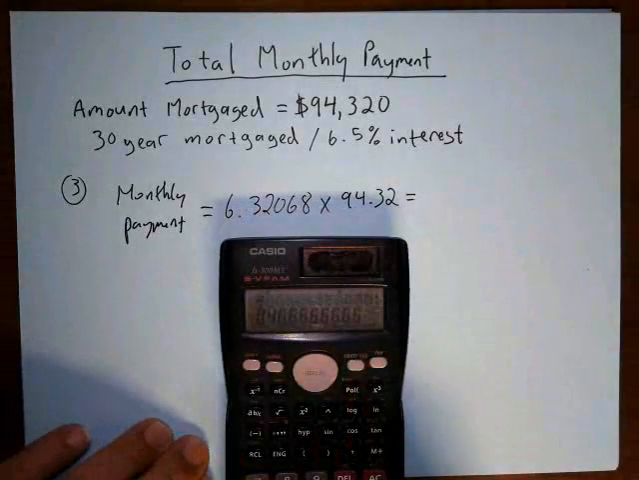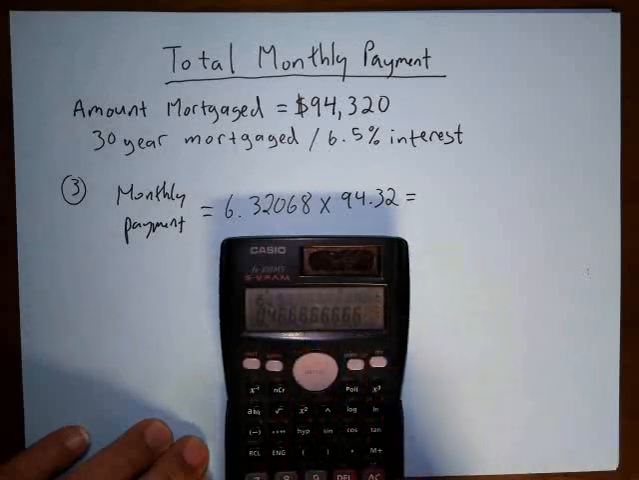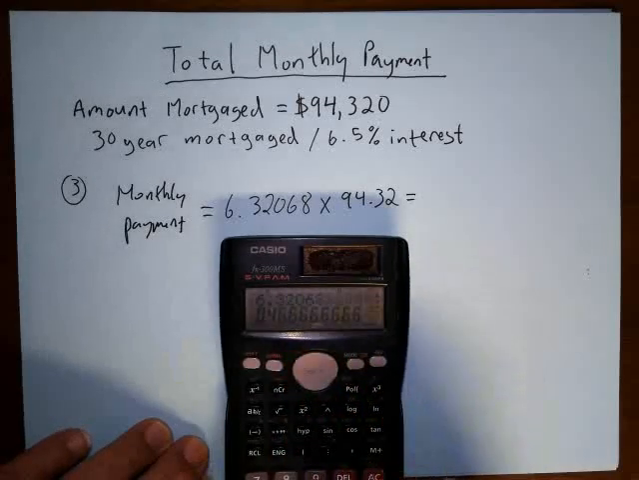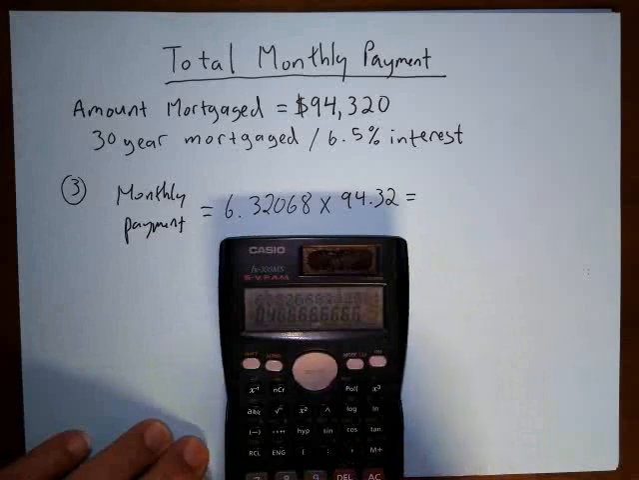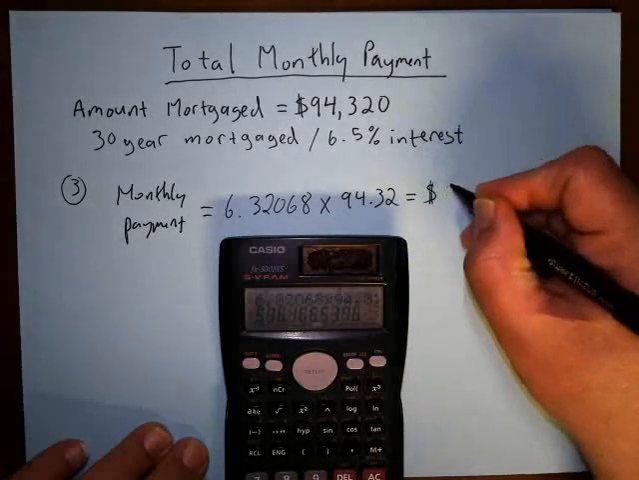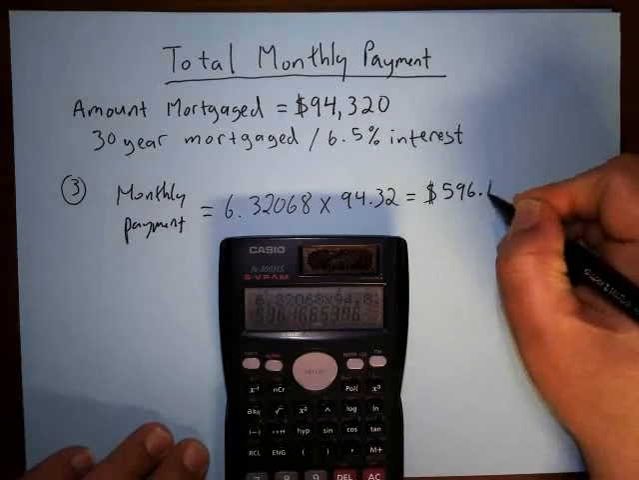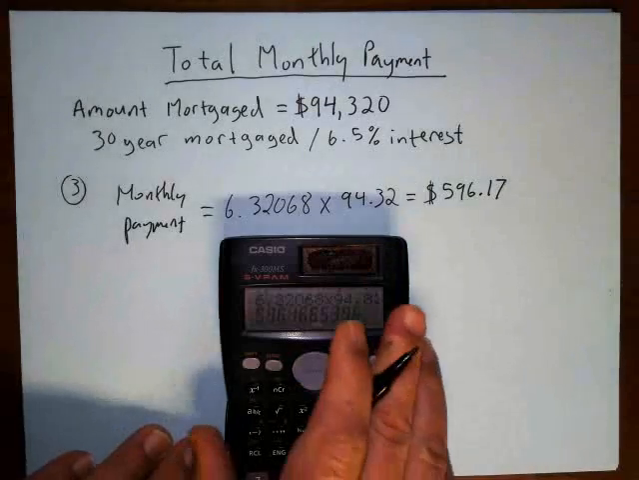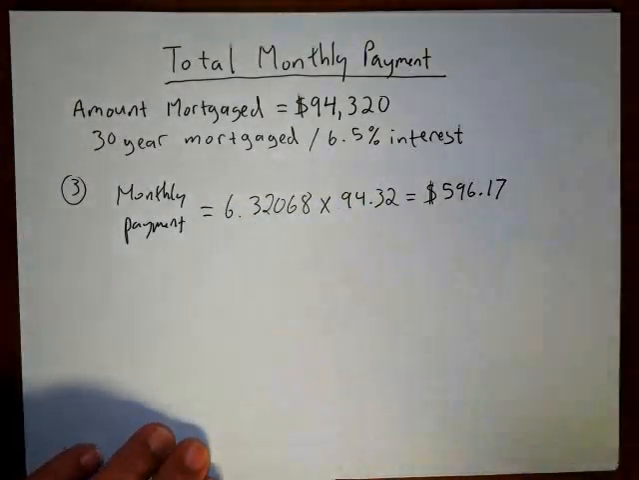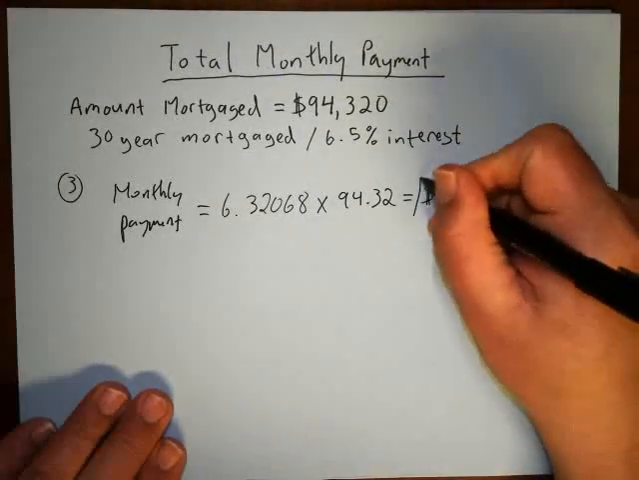Okay, so 6.32068 times 94.32, and I get $596.17. And so this is my monthly payment here.